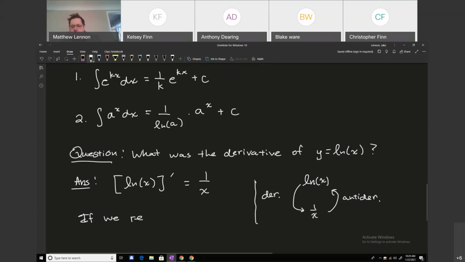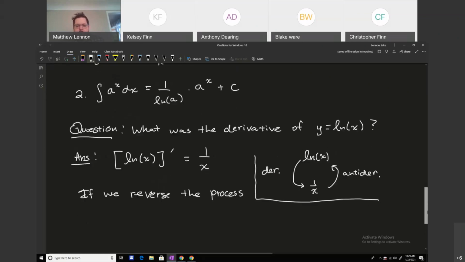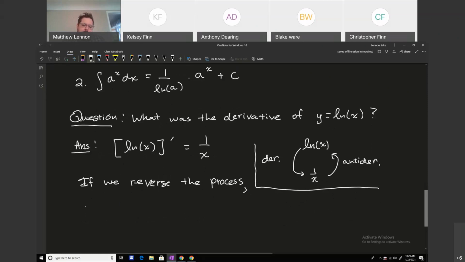All right, that's kind of as a diagram. So if we reverse the process, we find the antiderivative of 1 over x, with one small adjustment, let's say.